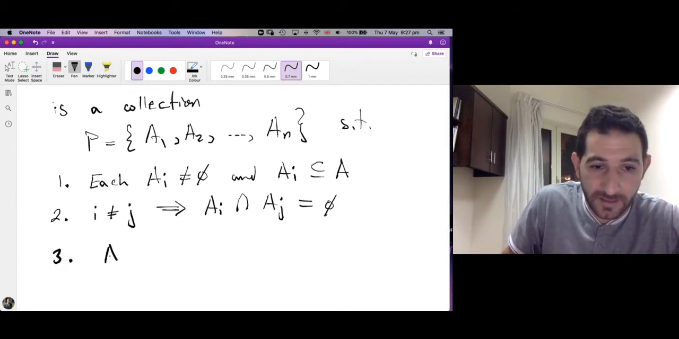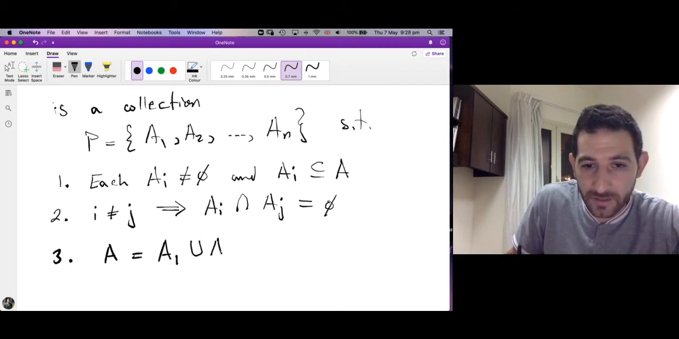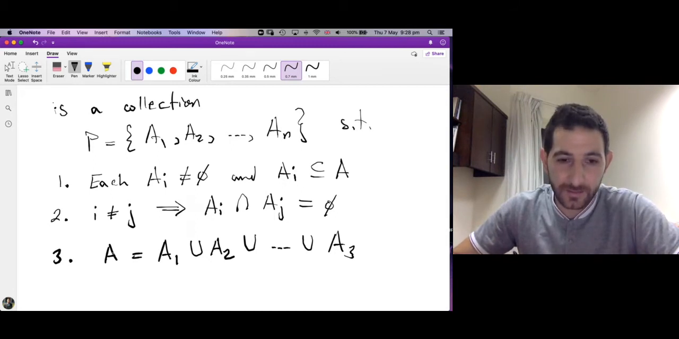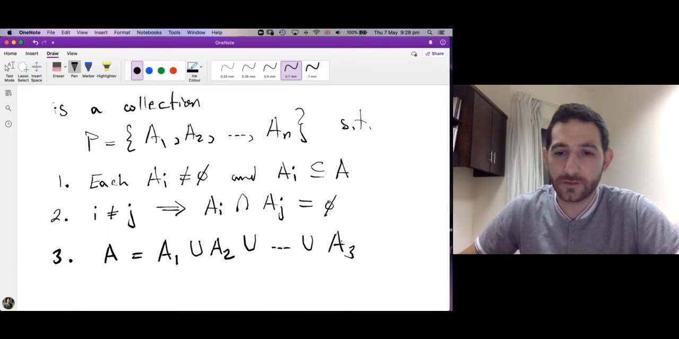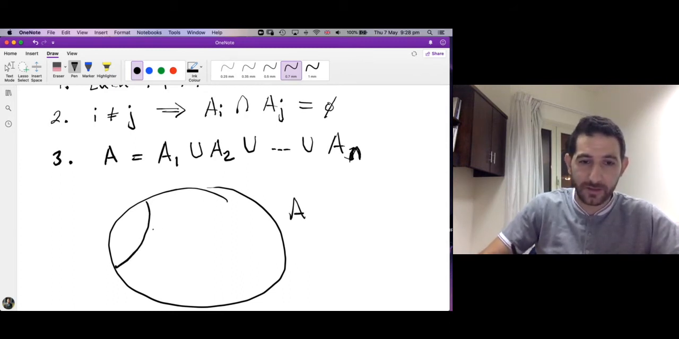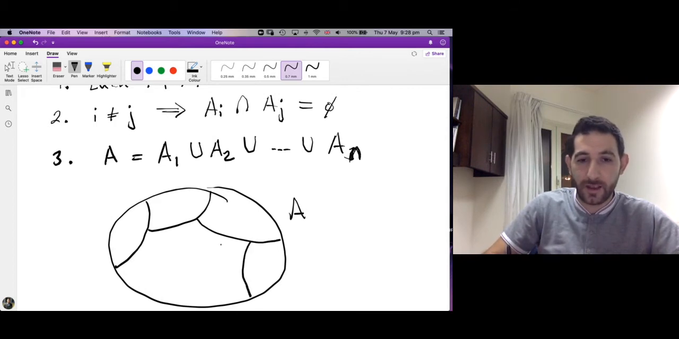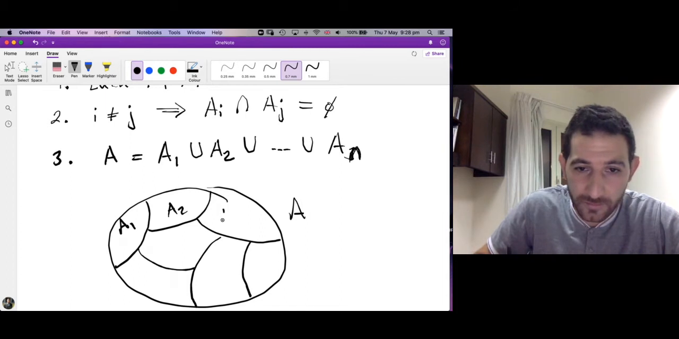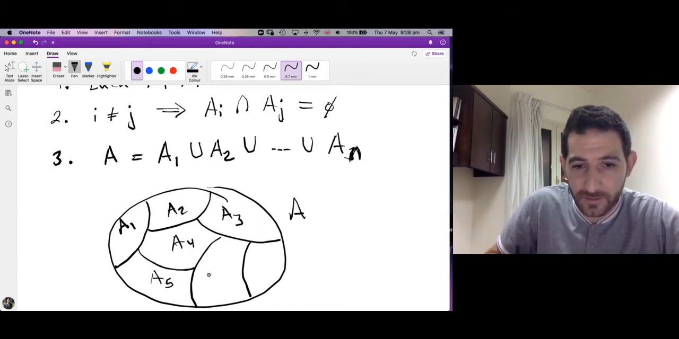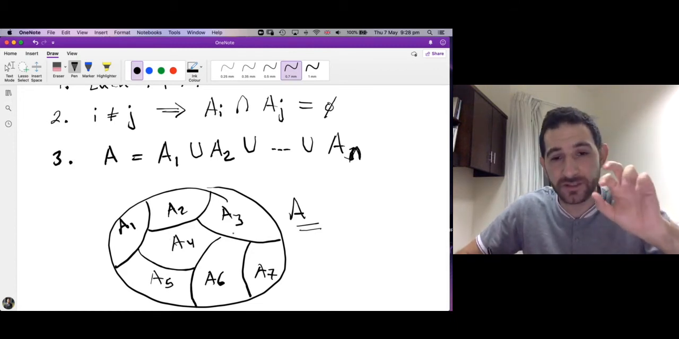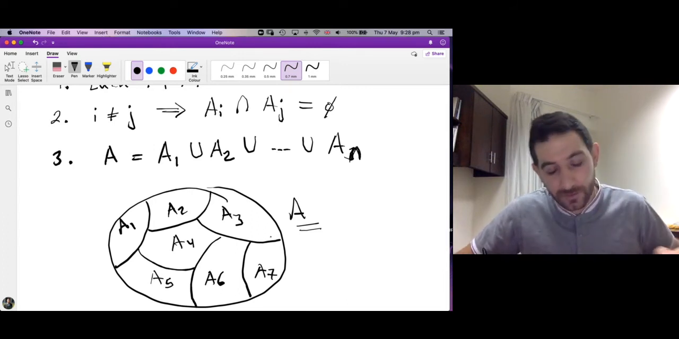And third, the set A is the union of all of them, so A1 union A2 union A3 and so on. So this means that every element in A is either in A1 or in A2 or in A3 and so on, or in AN. Okay, so what is the picture of all this? What is a partition? We have the set A, we have non-empty subsets of A, and they are disjoint, they don't have anything in common, and they cover the whole set, which means their union is the whole set. So this is A1, this is A2, this is A3, this is A4, A5, A6, A7. So this is a partition of the set A. It's a collection of non-empty subsets of A which are pairwise disjoint, and their union is the whole of the set A.